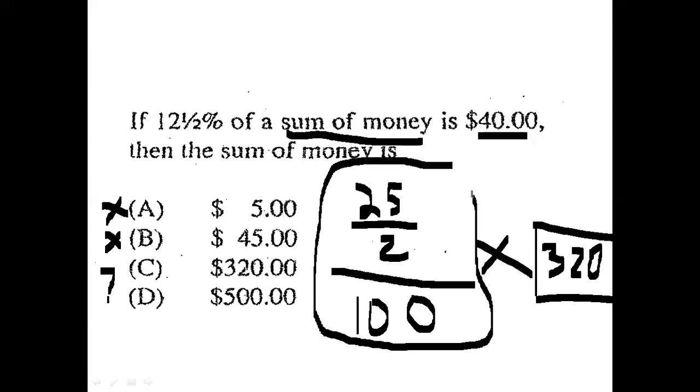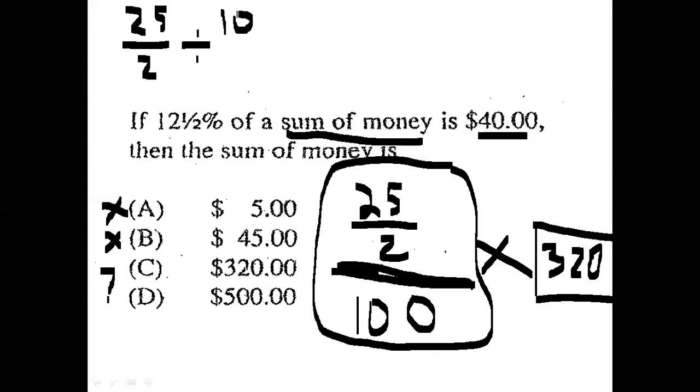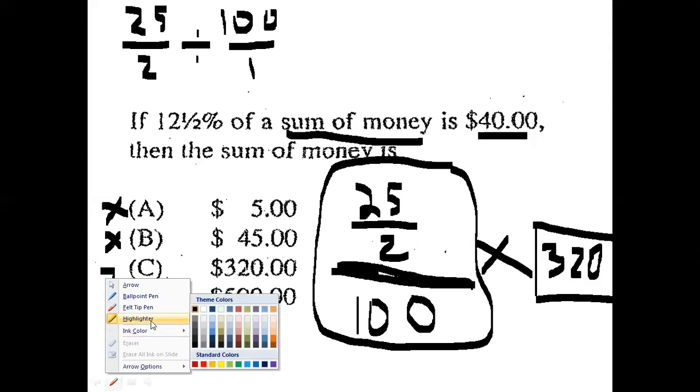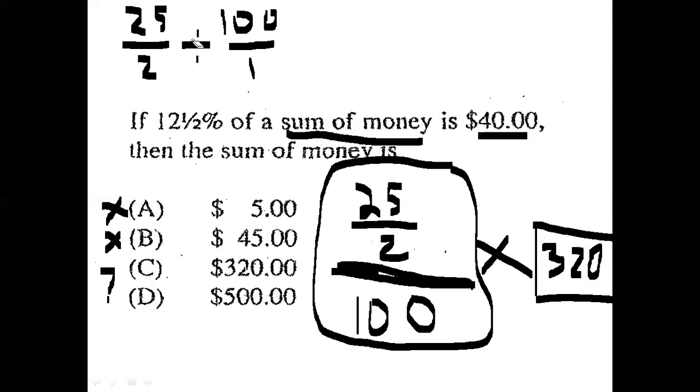Because this looks like a big mess. So it's going to be 25 over 2. This big bar here means divide. That means divide by 100, 100 over 1. But guess what? We're going to change the division to what? Someone tell me what to do. Multiplication, sir. Very good.